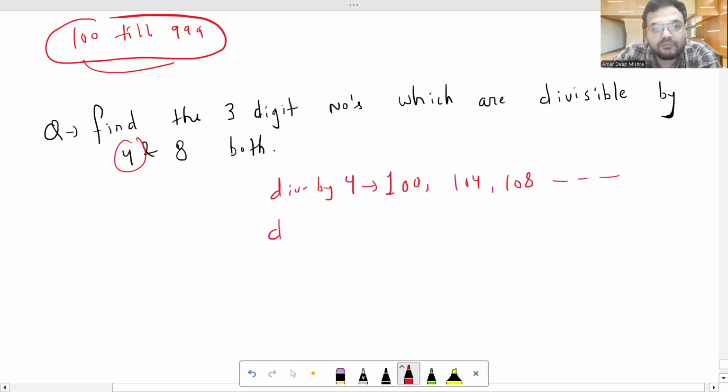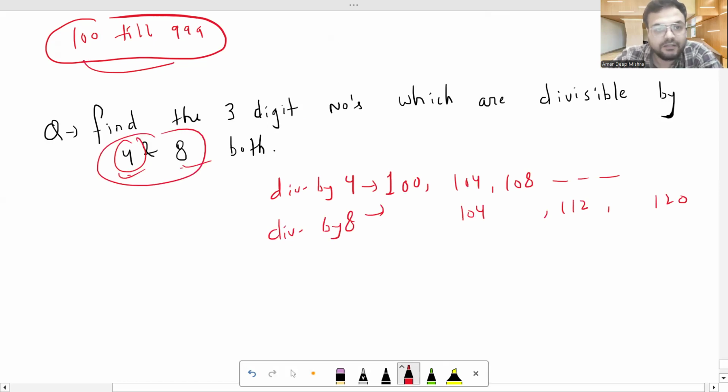Now, if I talk about the numbers that are divisible by 8, so the first number which is divisible by 8, that is 104. Okay. The next number will be 112. The next number will be 120 and so on. But you have to find out the numbers which are divisible by both 4 and 8. So what is the LCM of 4 and 8? The LCM, although I have not talked about the LCM yet, but still for now, the LCM of 4 and 8 equals to 8. Okay. LCM of 4 and 8 is 8.